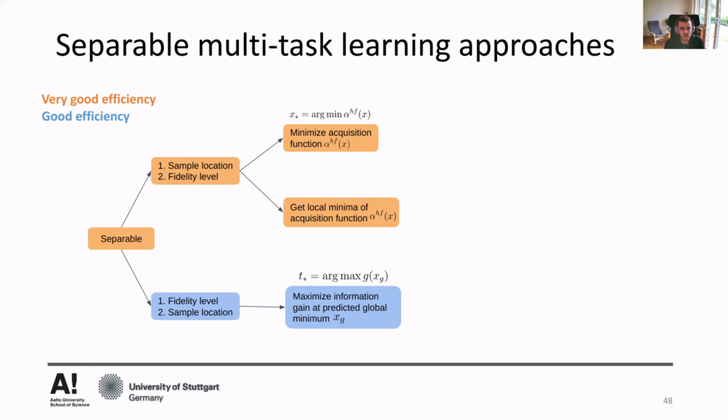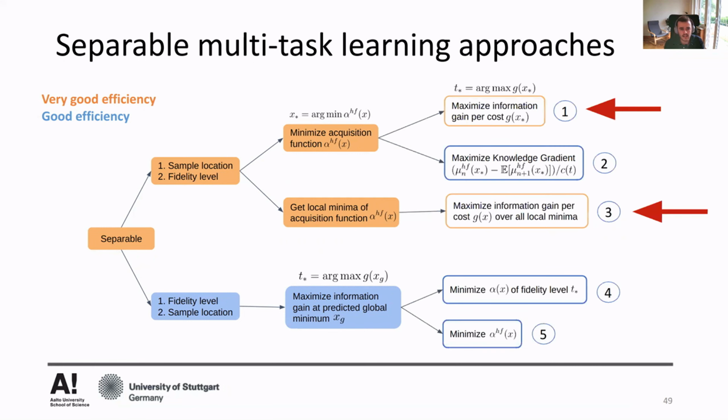And I was interested to see if, instead of only using the global minimum of this acquisition function, I could also test a second approach where I use all the local minima of this acquisition function. In the scenario where I use the global minimum, which is approach number 1 here, I continue by choosing the fidelity level T that maximizes this quantity, information gain per cost, that I just introduced you to.